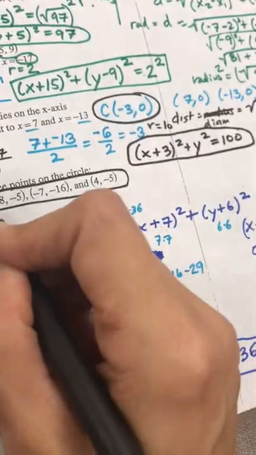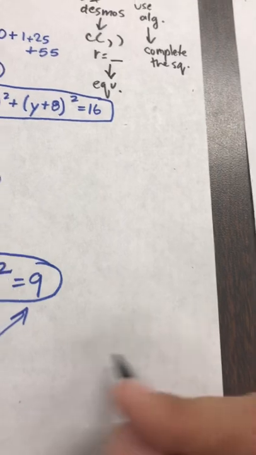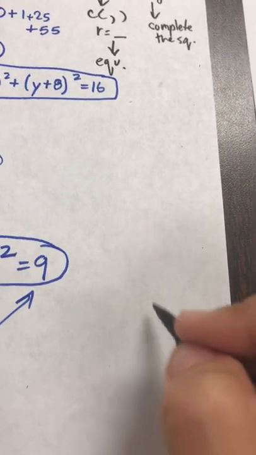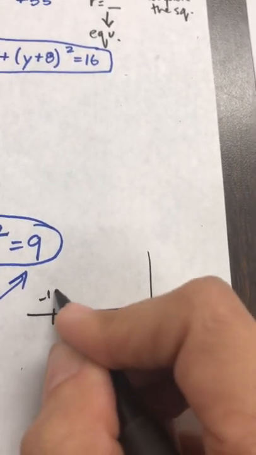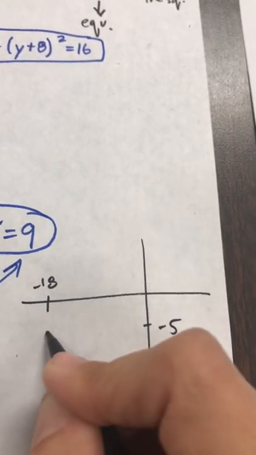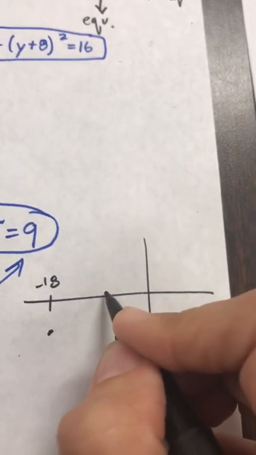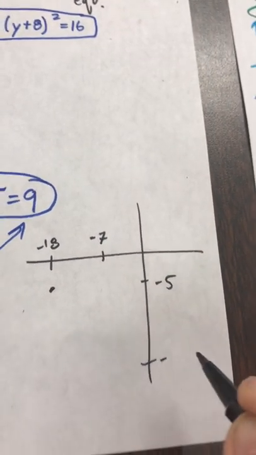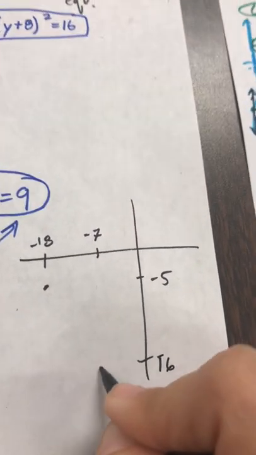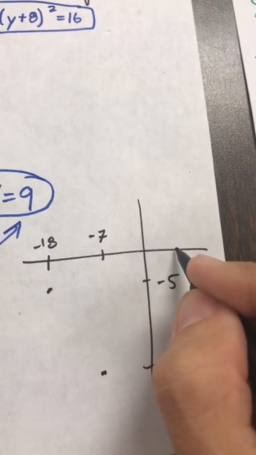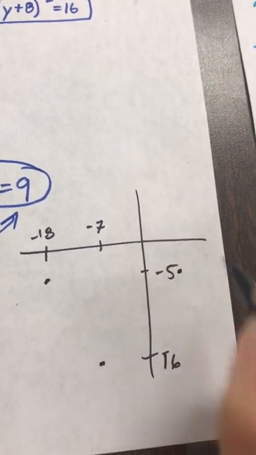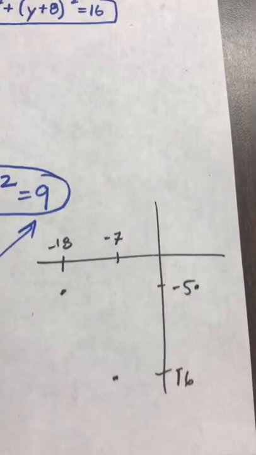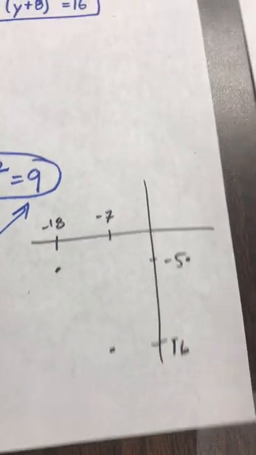3 points on the circle. So if you have room here, great. I actually have room left on the front of my sheet, so I'm going to go over here. So it's negative 18, negative 5. Negative 7, negative 16, positive 4, negative 5. So 3 points on my circle.